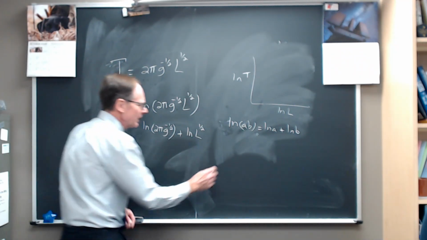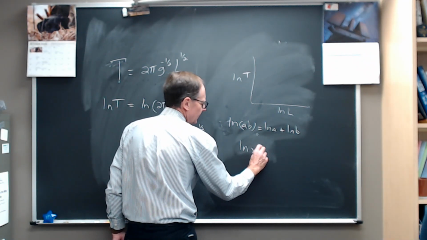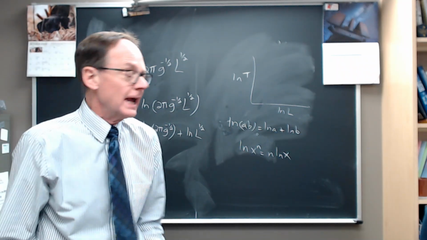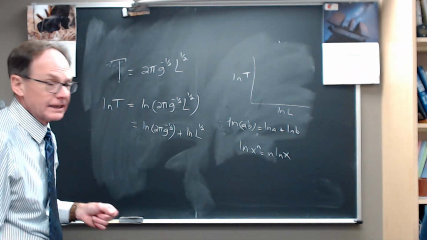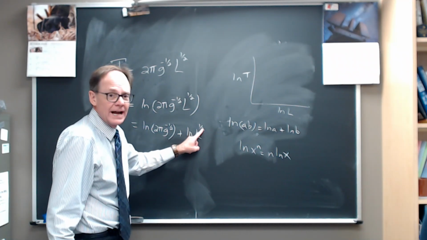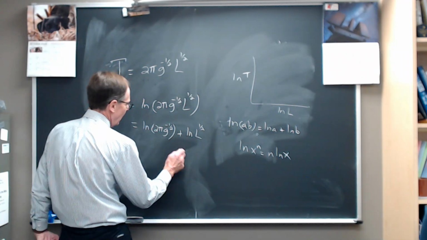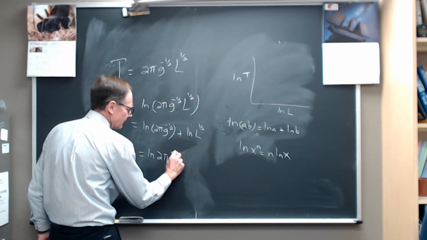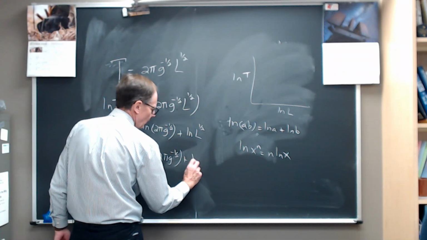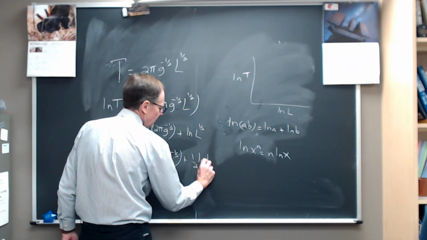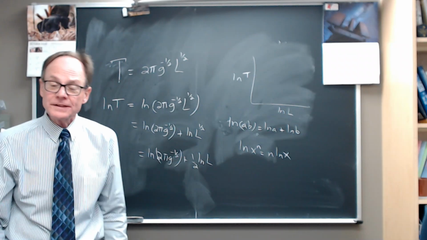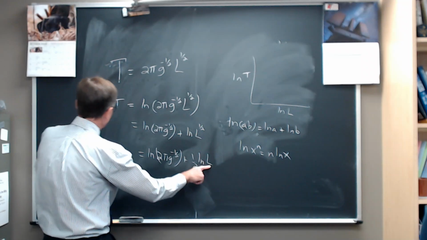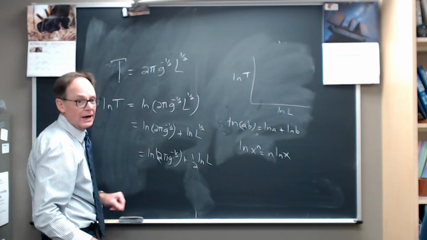We also said that the log of x to the n is equal to n log x. That's an identity that we remember. So the log of L to the 1/2 is going to be 1/2 log L. So we write this as the log of 2π g to the minus 1/2, plus 1/2 the natural log of L. This is what we plotted on the x-axis. So now we have some constant here, what we plotted on the x-axis of our graph and what we plotted on the y-axis of our graph.